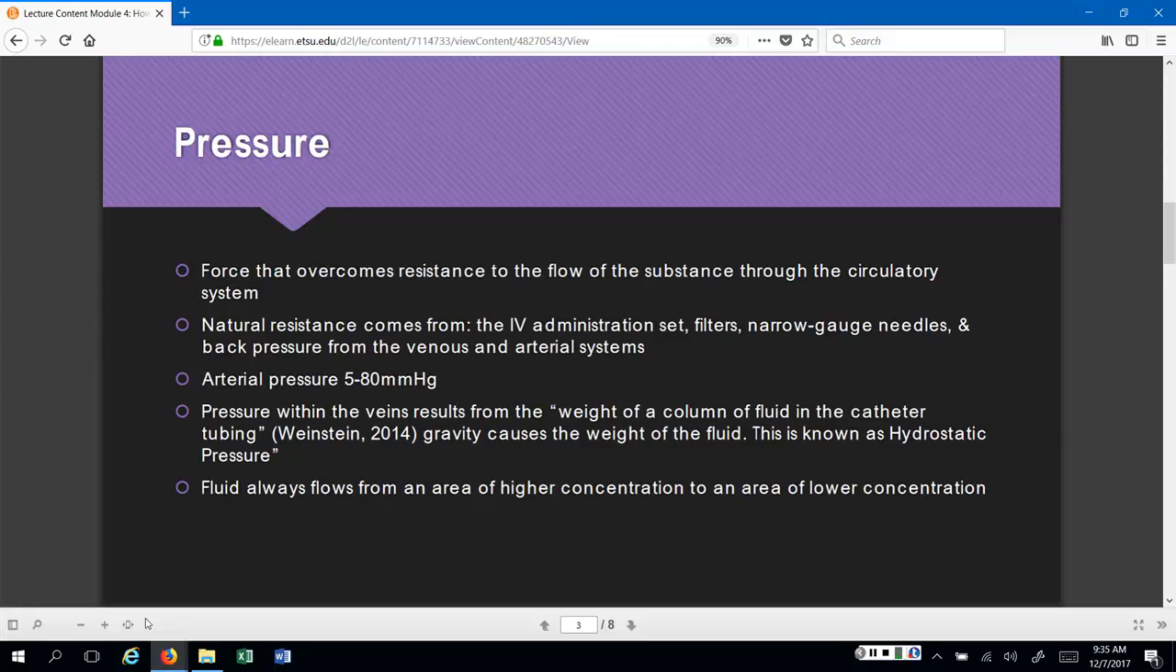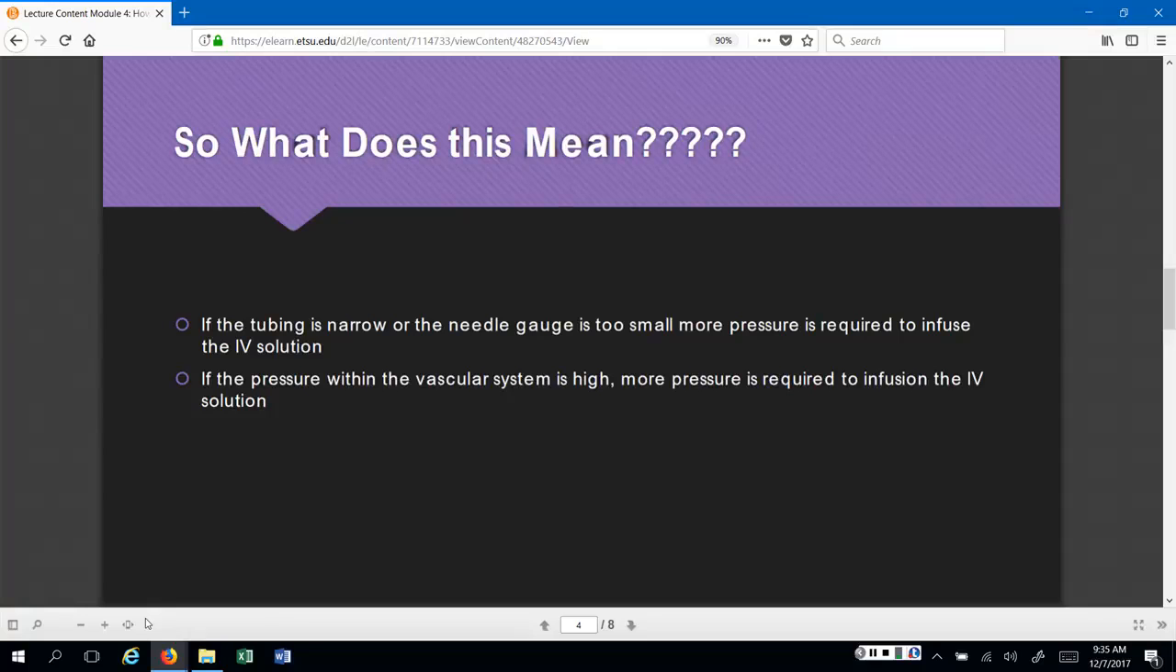So, if you have a small bag of intravenous fluid and a large body with a lot of fluid circulating through it, the natural tendency is going to be to want to put pressure back up into that tubing. So that's why we have to have enough pressure to overcome the pressure from the veins and the arteries. So what does this mean in the long run? Well, if your tubing is narrow or your needle gauge is too small, you're going to have more pressure applied to that IV solution in order to infuse it.